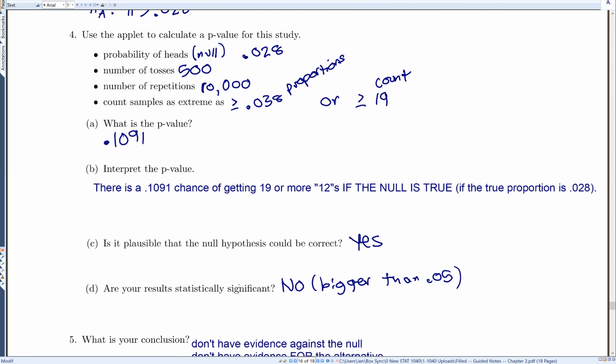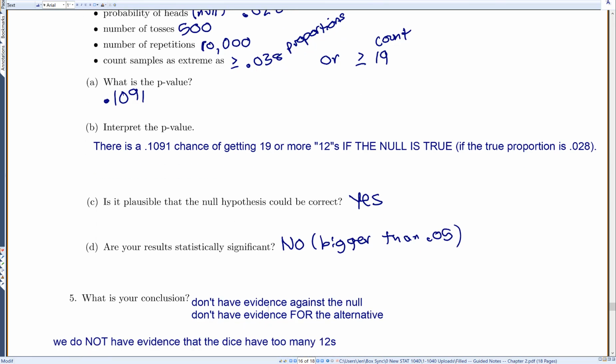So is it plausible that the null hypothesis could be correct? Well, yes. If the null was true, there was about an 11% chance that we'd get what we got. That sounds completely believable. So the null could be plausible. Are my results statistically significant? Well, no, because my number is bigger than 0.05, so not statistically significant.